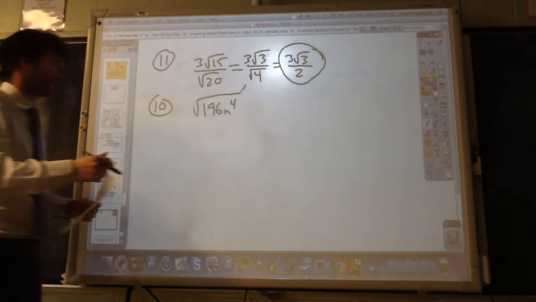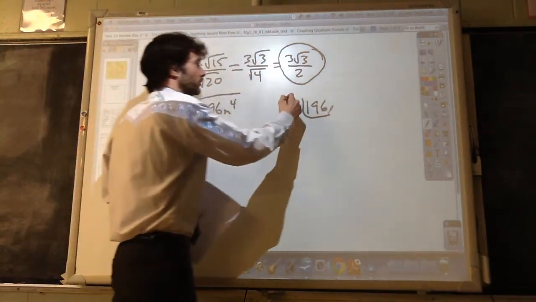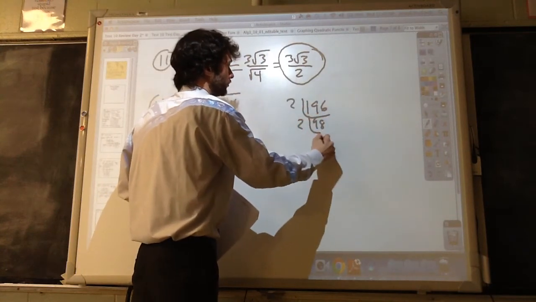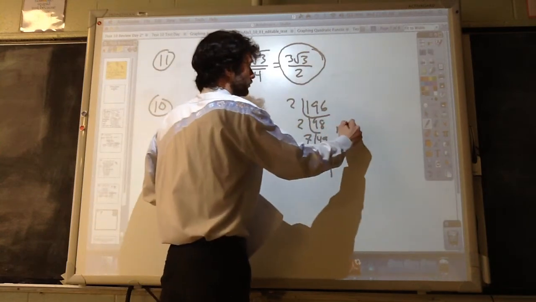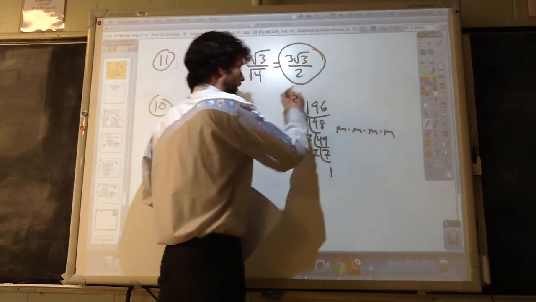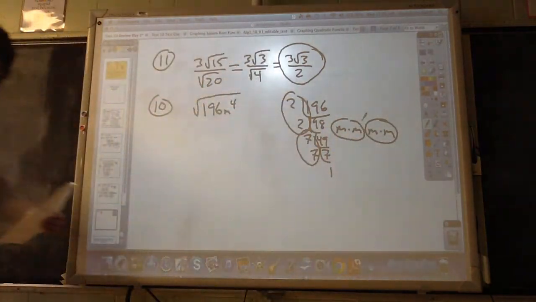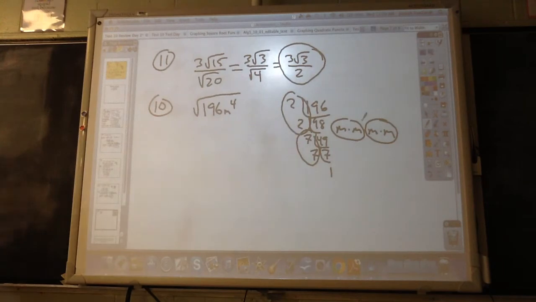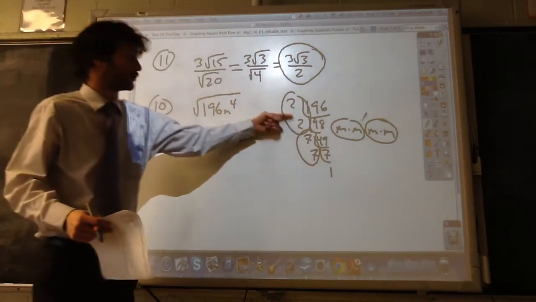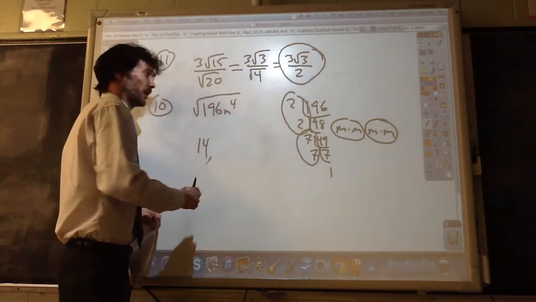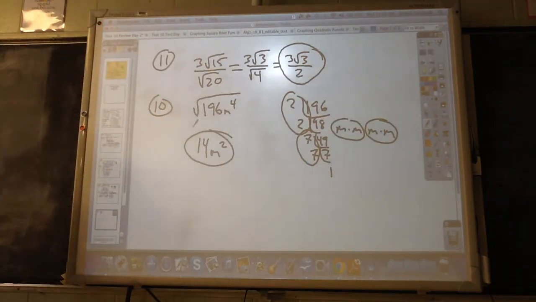That's good. I would factor 196 and m to the 4th. So this is 2 times 98, 2 times 49, 7 times 7, 7's prime, and then 4 m's. And I get to circle everything. And everybody realized what that means. That means the square root's going away. There's nothing going back inside the square root. This is a perfect square. I get to pull out 2 times 7, which is 14. And I get to pull out m times m, which is m squared. And I'm done. And y'all did really good on that one.